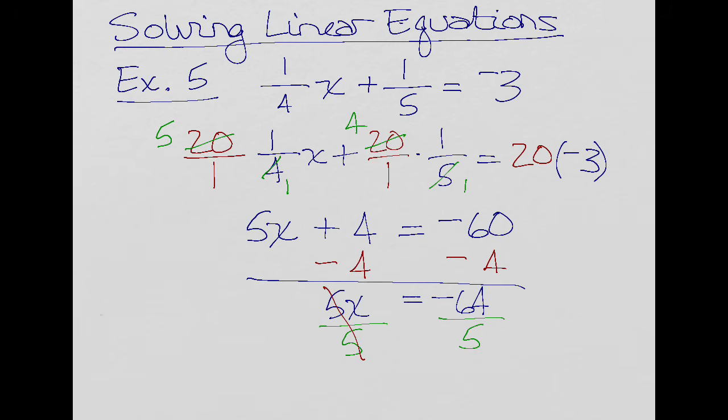Looks like I have x equals -64 fifths. It's an improper fraction, but that's fine. If you like mixed numbers better, you can change it if you want, but improper fractions are fine. So, good way to deal with fraction coefficients in a linear equation, multiply by the common denominator so they go away.